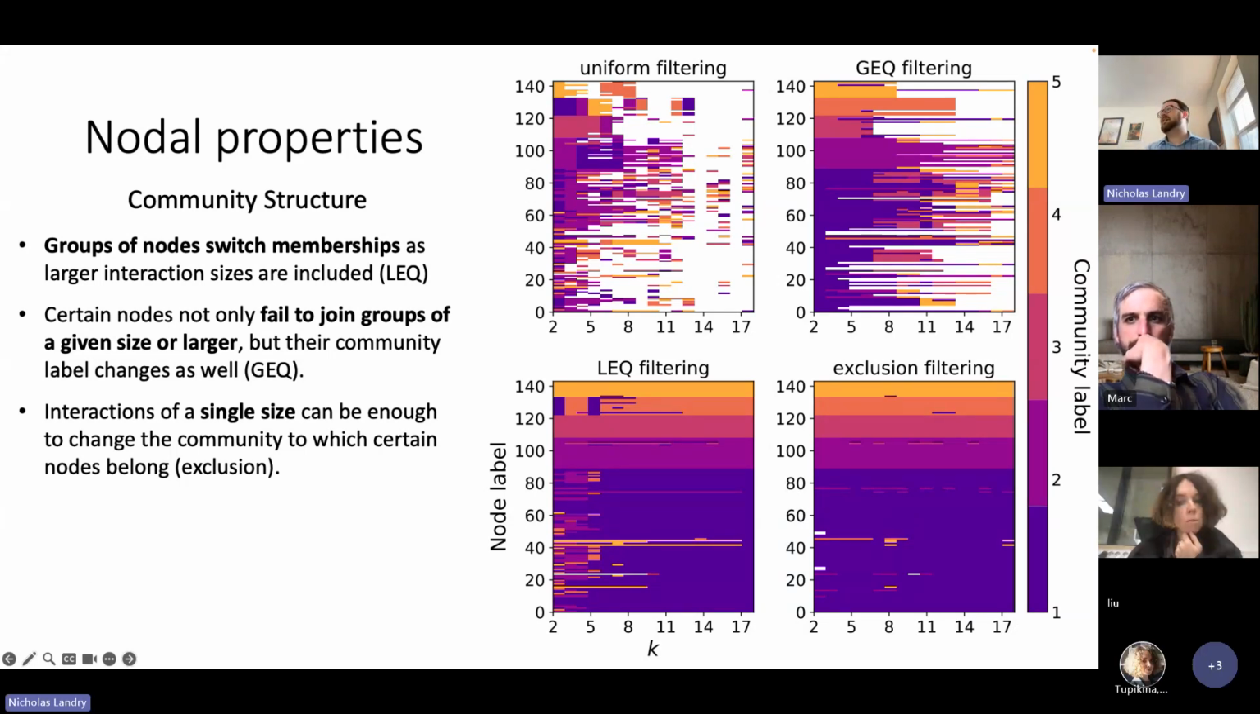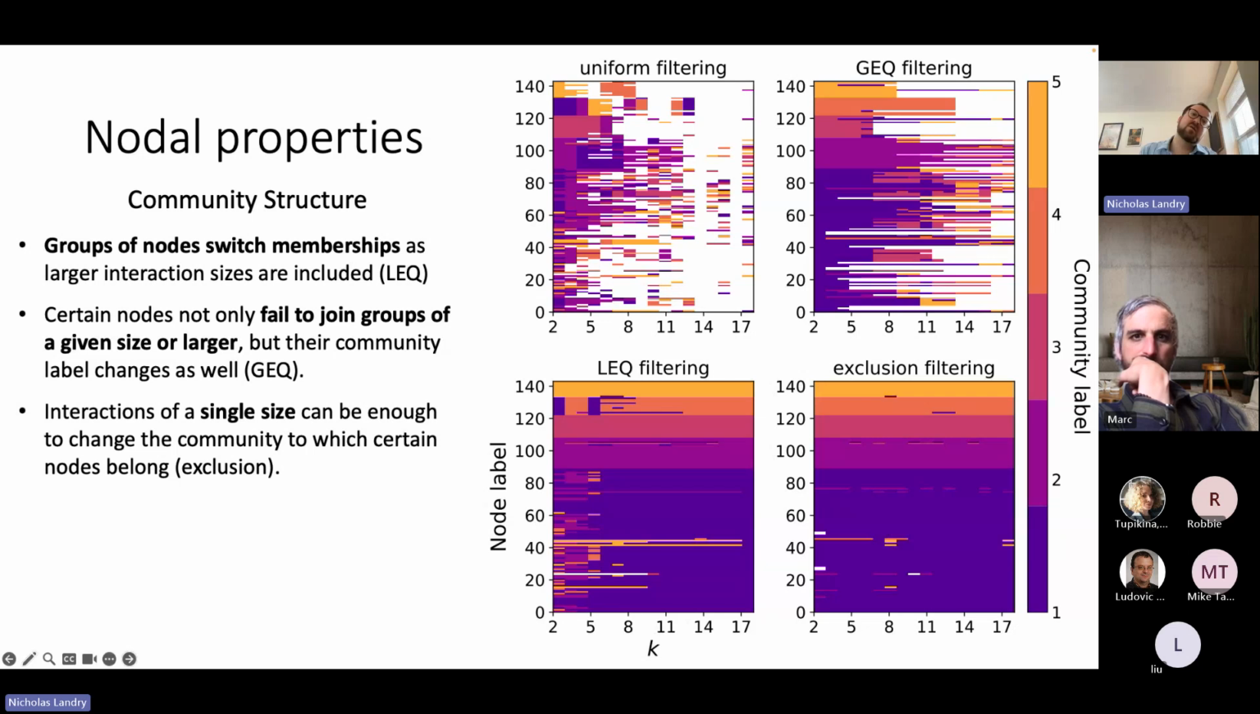Secondly, if I look at the greater than or equal to filtering, remember that's excluding larger and larger interaction sizes. It seems like certain nodes fail to join groups of a given size or larger, which we see illustrated with the white patches in that heat map.